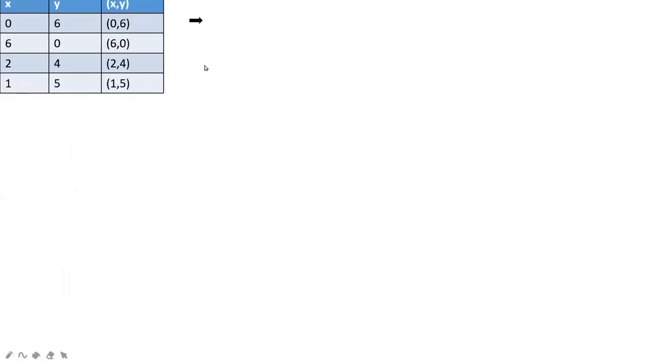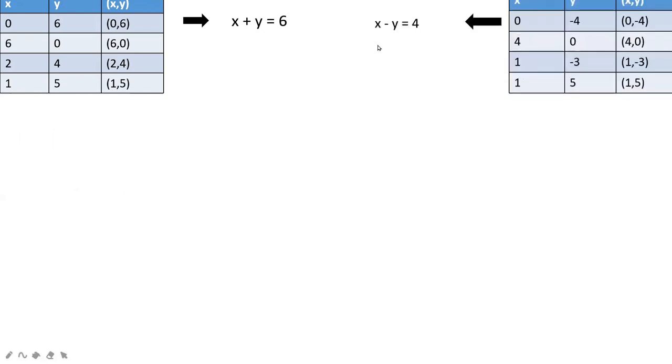The first table is for our first equation, that is x plus y is equals to 6. And our second table is for our second equation, that is x minus y is equals to 4. Now we have to plot these 8 points in our graph paper. Now remember one thing, that you have to first plot 4 points of one equation and make a line. Then you have to go to the second equation, plot these 4 points and make a line.